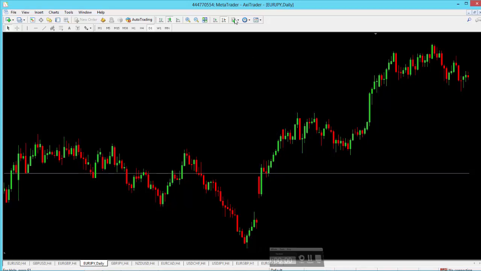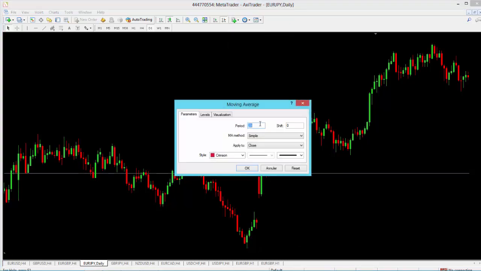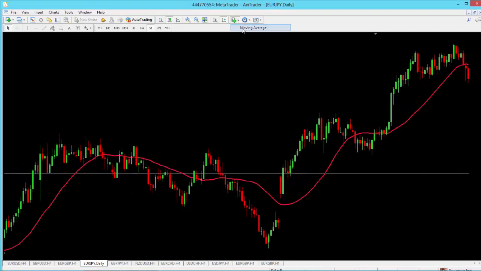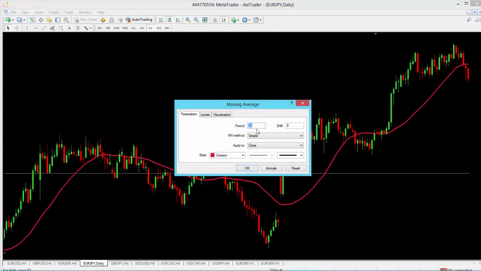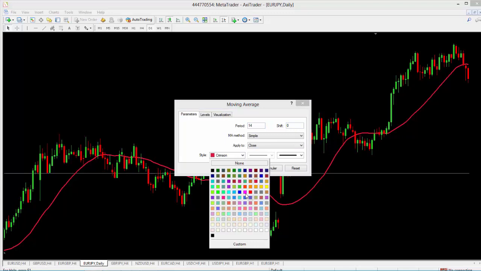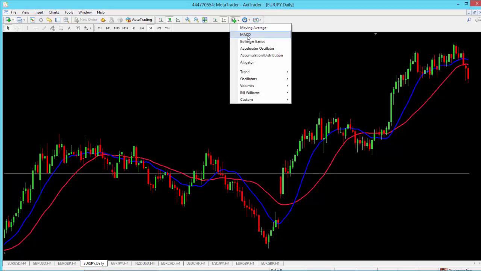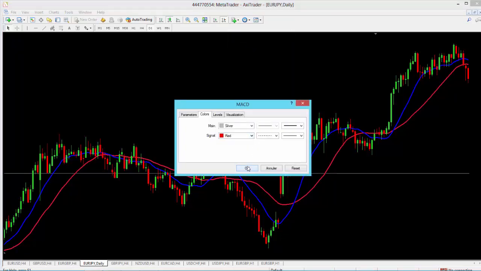Anyway, the first indicator is the moving average. So put 25 in the period and make sure that the shift is 0 and let the moving average method be simple, and choose our color and hit OK. And we're gonna use another moving average, but we're gonna change the period to 14 and leave the other settings. I'm gonna change the color and hit OK. And the last indicator that we're gonna use in this strategy is the MACD. You can change the color if you want and hit OK.